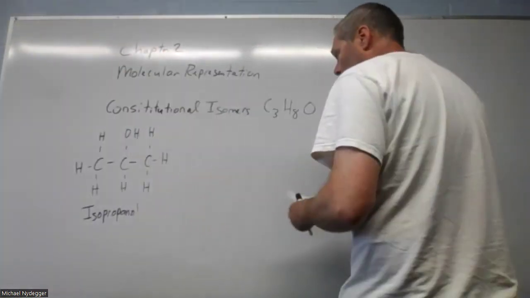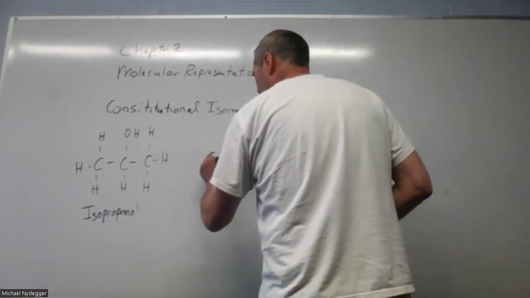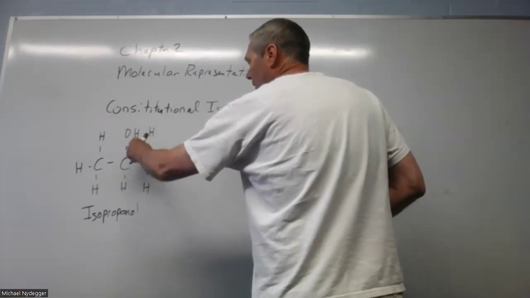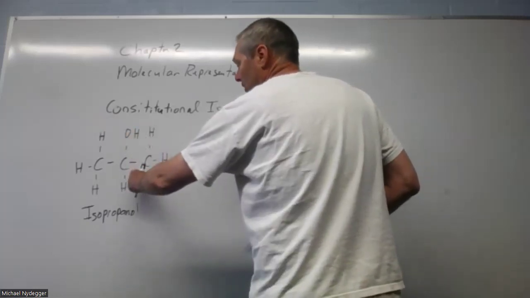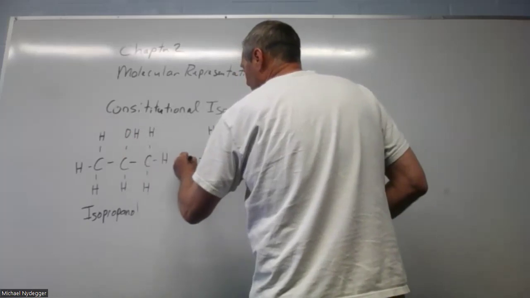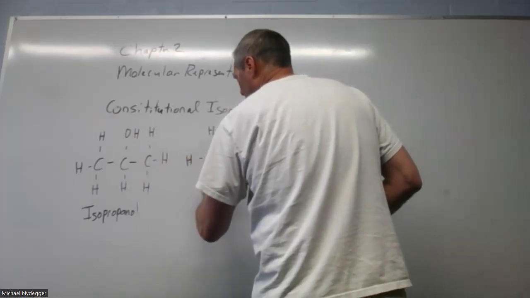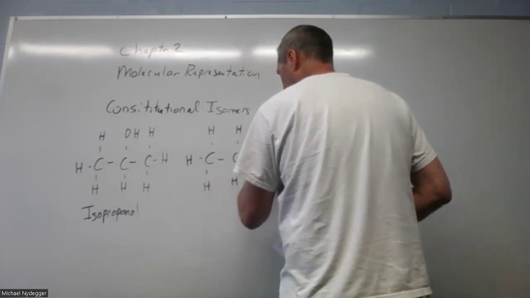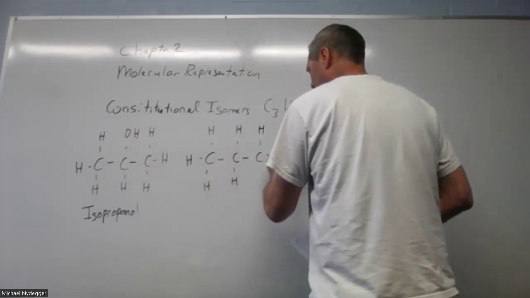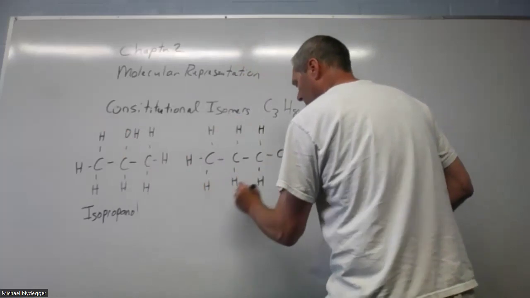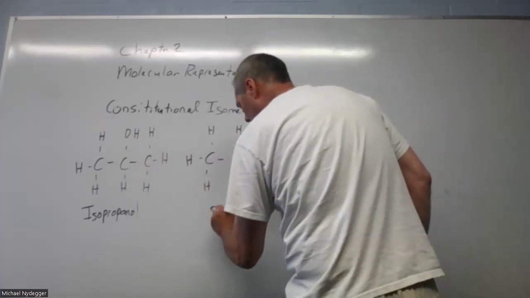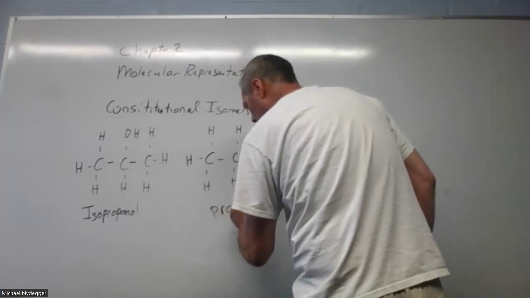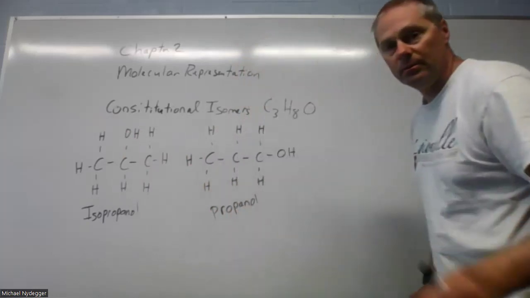Another one is propanol. That's going to be written simply where, instead of this OH being on the center carbon, we can put it on one of the end carbons. And it doesn't matter which end carbon we put it on, it's still going to be the same. That's just propanol, okay?